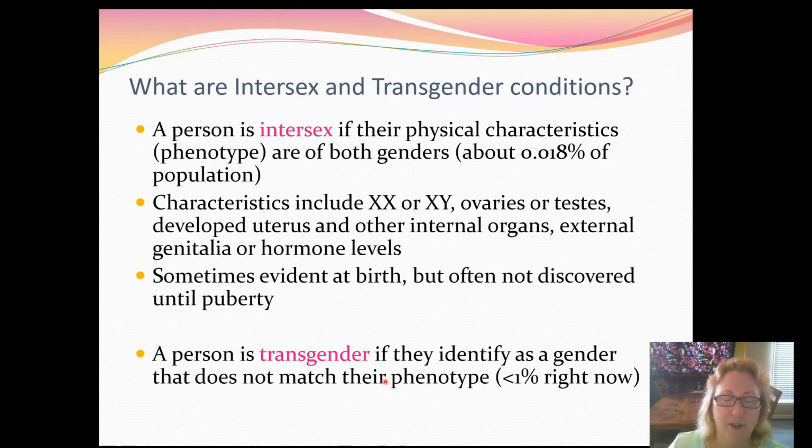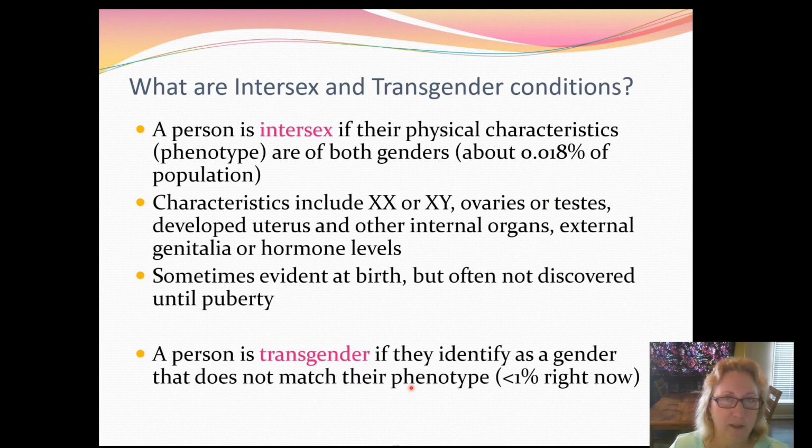Transgender is completely different. So transgender individuals, that means that their physical characteristics are all of one sex. So they are XX with ovaries and female external genitalia and hormone levels. They're not intersex individuals, but they don't feel like they are the right gender. So that's also less than 1% of the population. And we don't have any way to measure this at this point.